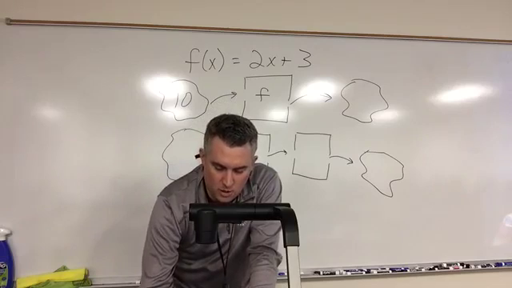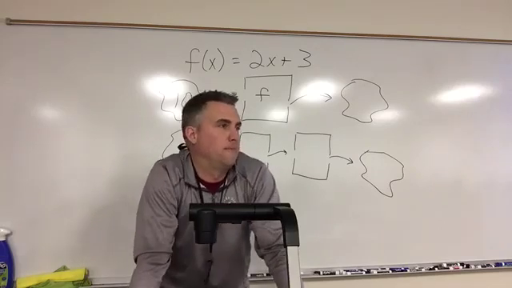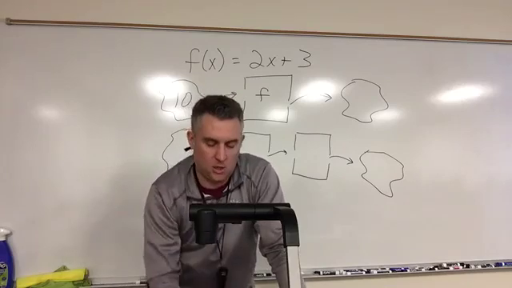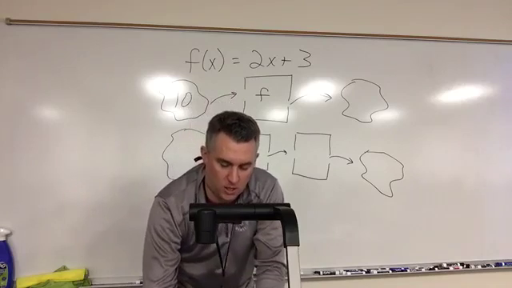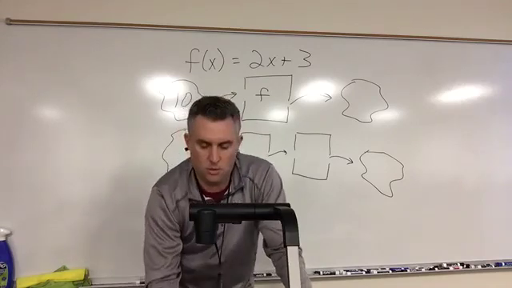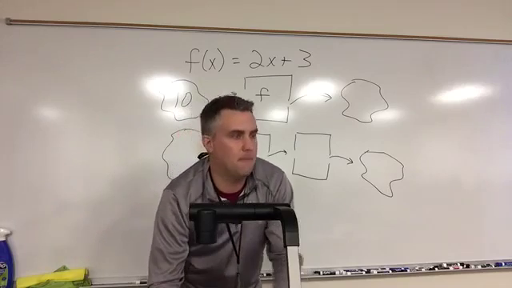Can you visualize what it would be if I tried to combine those two into one function? One box instead of two boxes. I still want to accomplish the same thing. I still want 10 to go in, and I still want 15 to come out. What would go in that box? 3x over 2. You guys see that?